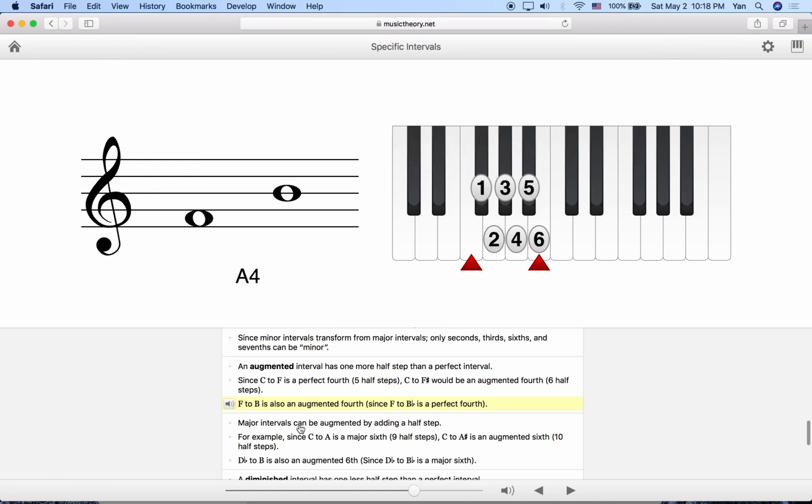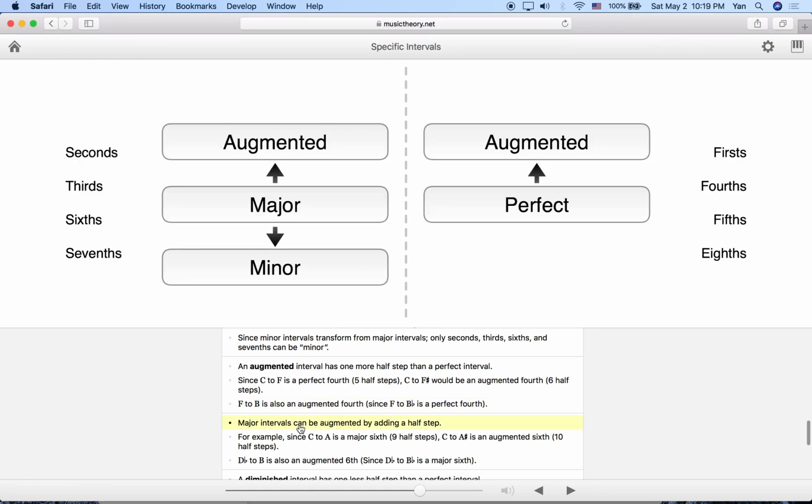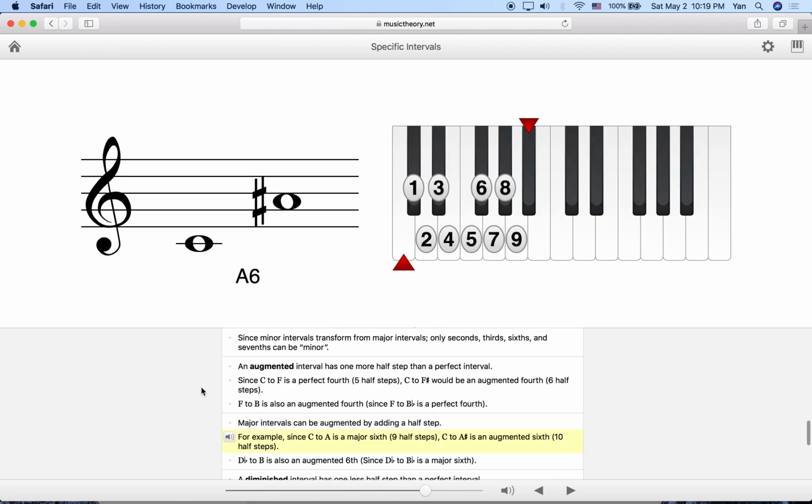So major intervals can now be augmented by adding a half step. So we can talk about augmenting major intervals as well by adding a half step to that. So you take a major interval, you add a half step, you end up with augmented. So we can also use the term augmented to deal with making major intervals bigger by a half step, just like we did that with perfect intervals. So let's make an example.